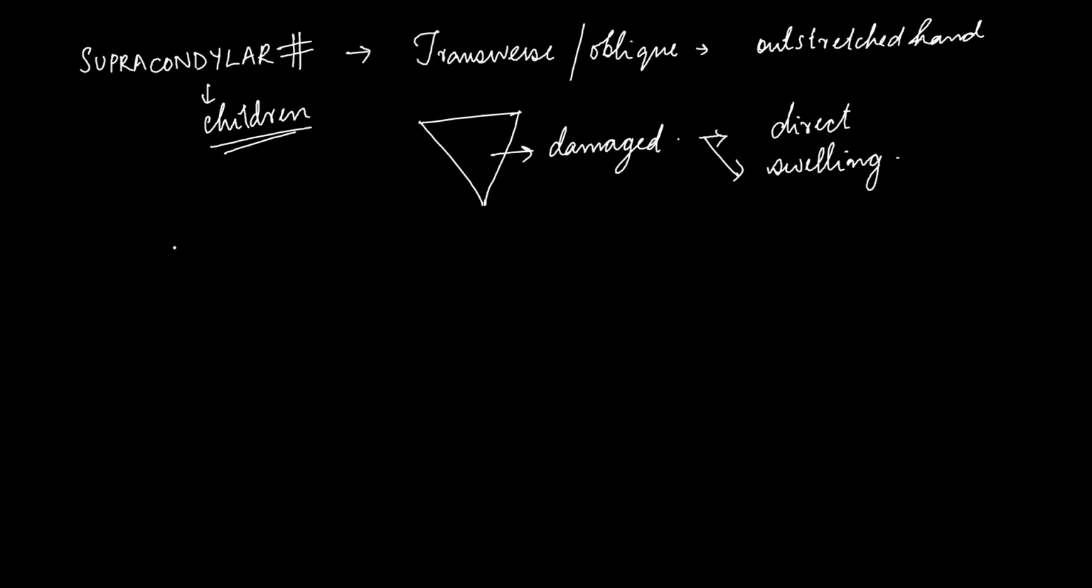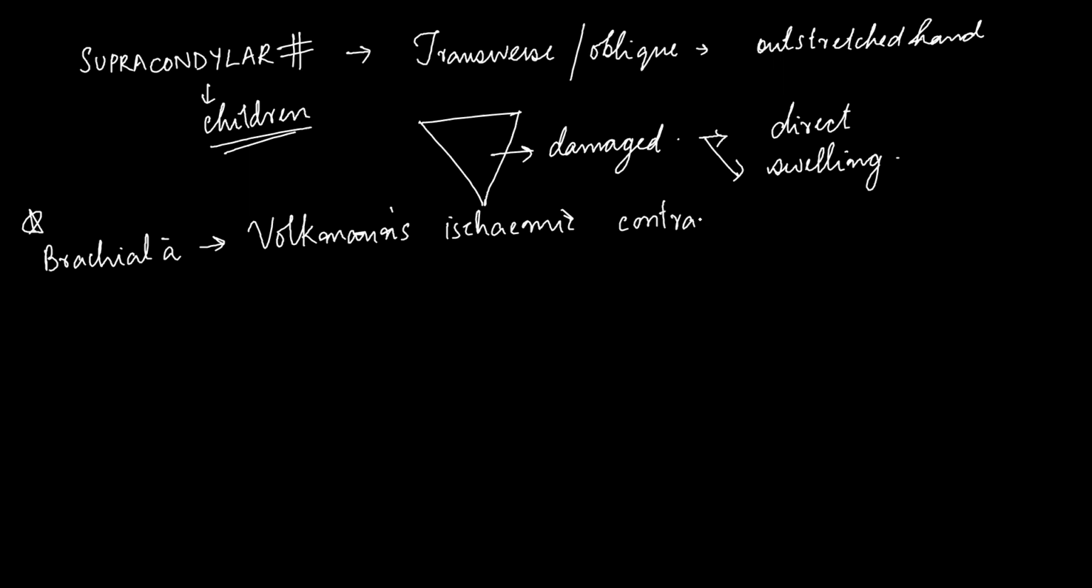Okay. Now, if there is a brachial artery damage, brachial artery, very important one, please write it down. Brachial artery damage, it can cause Volkmann's ischemic contracture. Volkmann's ischemic contracture. That is uncontrolled flexion of the hand will occur.